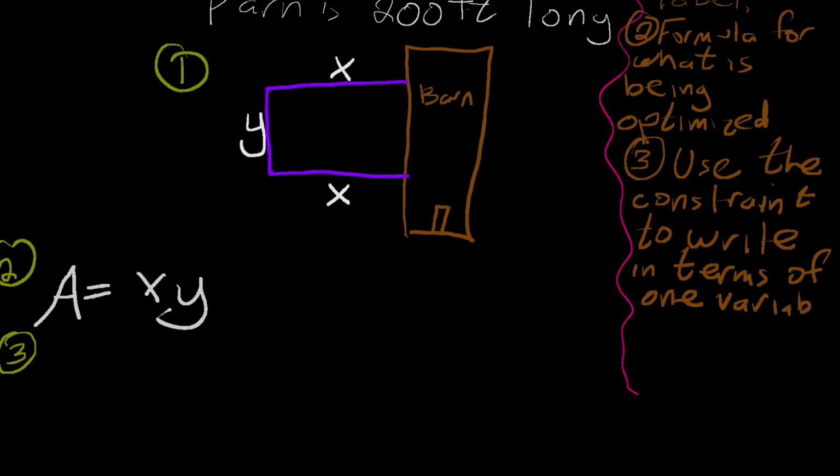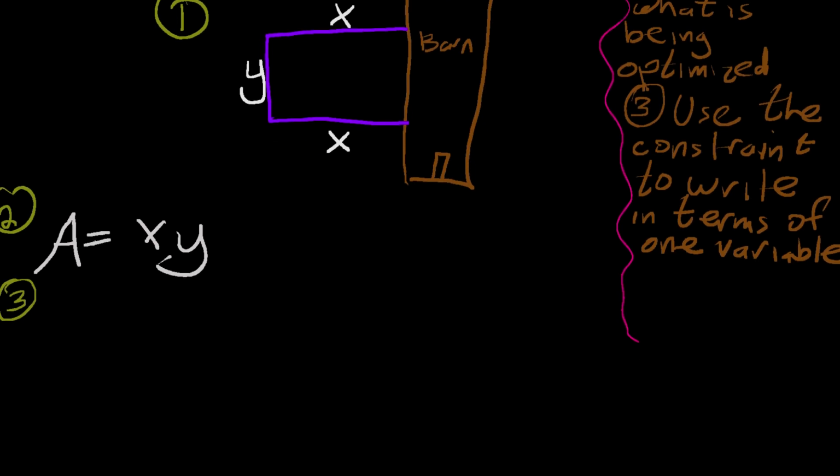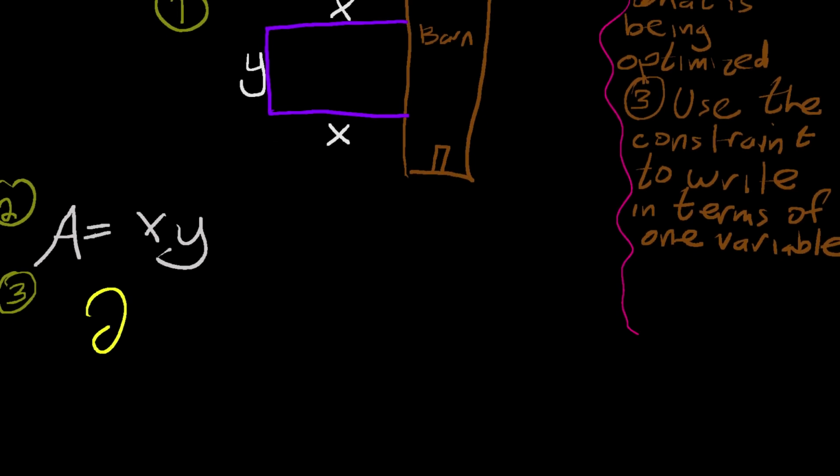Okay, so what's our constraint here? Well, our limitation is very easy to see. We only have 200 feet of fencing. So if we only have 200 feet of fencing, what does that 200 feet represent?